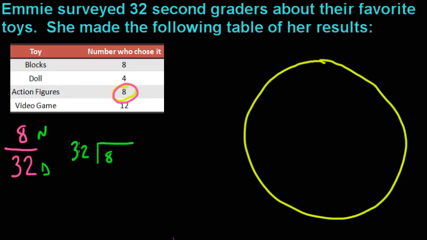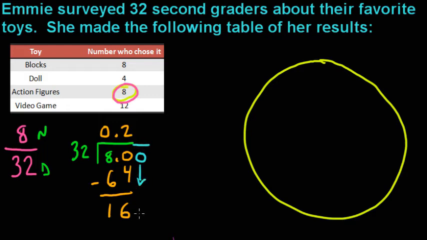32 won't go into 8, so we have to do a decimal point, 0, and drop. 32 will go into 80. It won't go 3 times because that would be in the 90s, so we'll try twice here. So we put a 2, and 2 times 2 is 4, and 2 times 3 is 6. If we subtract here, that gives us 16 left over. So let's add another 0 on there, extend this problem out, and drop that 0.